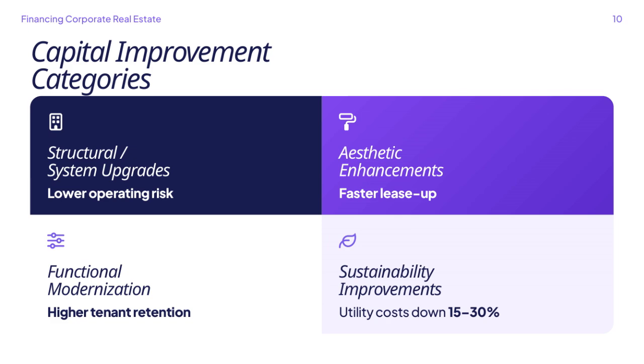Modernizing the functionality of a space ensures it meets current standards and tenant needs, making it more competitive in the market. Sustainability improvements are increasingly important. They help reduce utility costs significantly, typically between 15 to 30%, and support greater environmental responsibility. Together, these categories of capital improvements work as a comprehensive strategy to finance and optimize corporate real estate assets, adding value while managing costs and risks effectively.